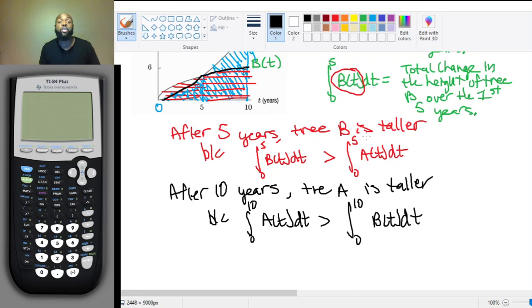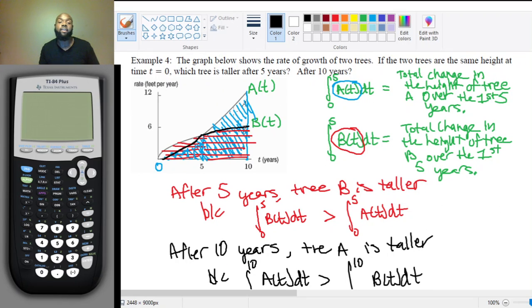All right. So when you're using the graph, you can evaluate an integral by finding the area under the curve. Since we didn't need to know the exact height of the tree, we can just compare the amount of area between the x-axis and those curves to help us answer that question.